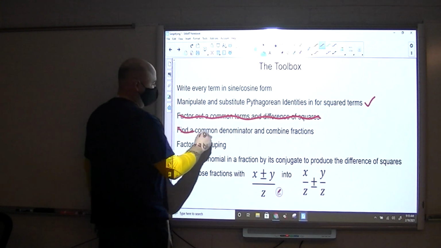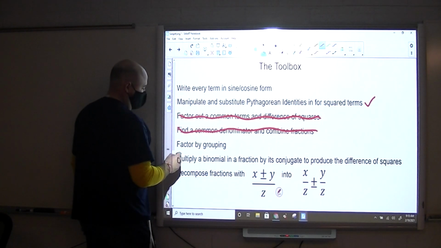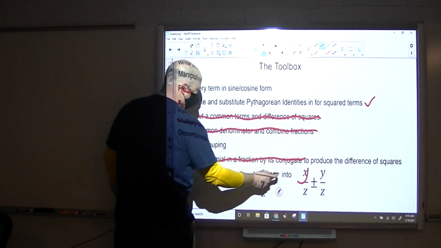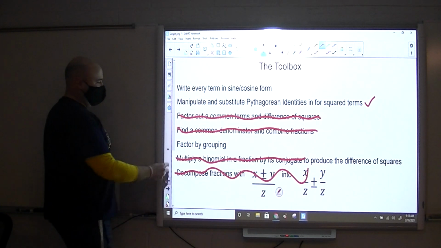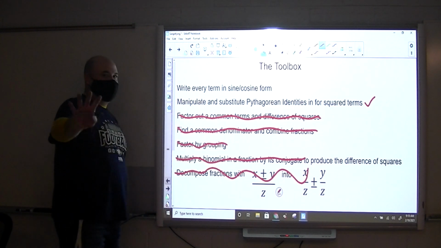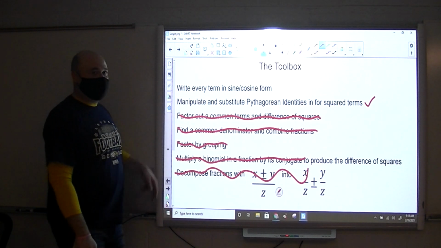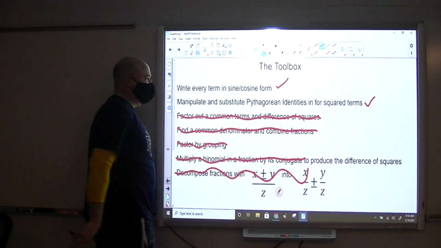There are no fractions. And these three tools all talk about fractions right now. I'm not going to factor by grouping because I need 4 terms in order to do that. Now, that leaves me with one of these two tools.